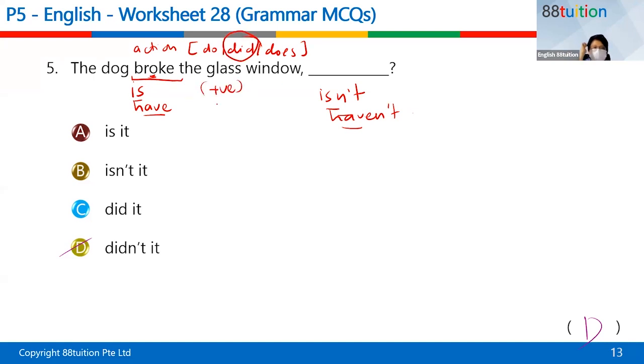You broke it. Naughty dog broke it, right? So the dog did. Because it's a "did" here, so it's positive, and therefore your answer will be negative. Are you okay? So if let's say you don't have is, you don't have are, and then you don't have had, you don't have has. You don't have anything there.